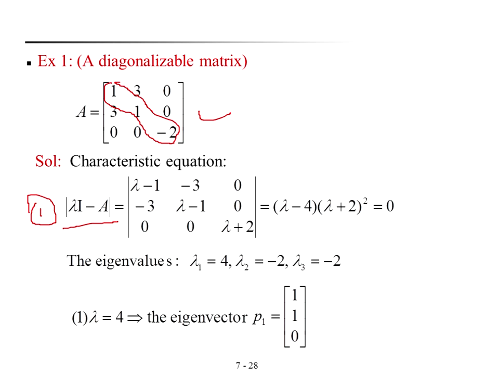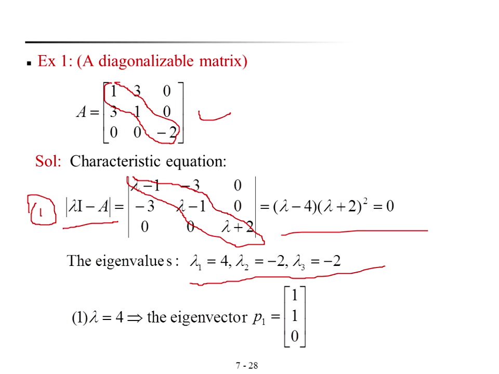We find lambda minus 1, lambda minus 1, lambda plus 2, and solving this matrix, we get (lambda minus 4) and (lambda plus 2) whole square is equal to 0. So the eigenvalues are lambda is equal to 4 and lambda is equal to minus 2 and minus 2. So these are the eigenvalues.